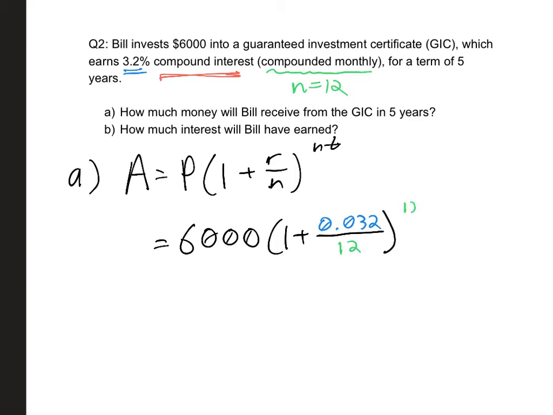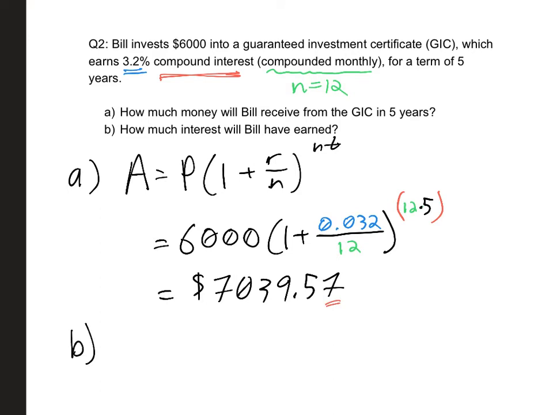And raising this to an exponent, this will be 12 times the number of years, which is 5. I use 12 there, of course, because there's an N in the exponent. And you may want to include brackets here just so you ensure that you do not forget them when you're putting it into your calculator. In my calculator, I evaluated this to $7,039.57. This ended up being a 0.565, so I rounded this value up.